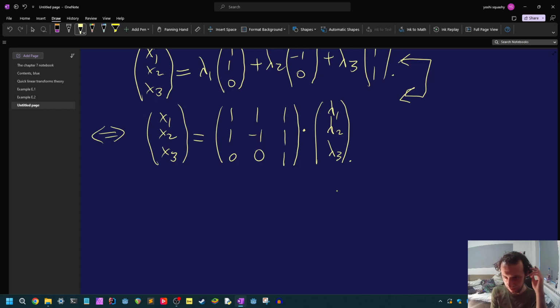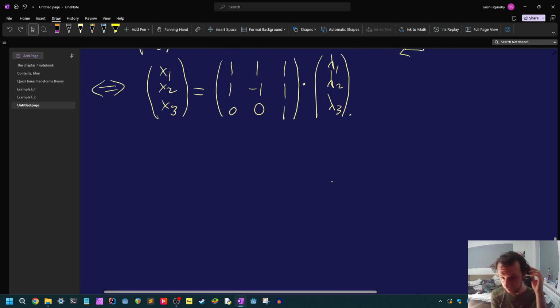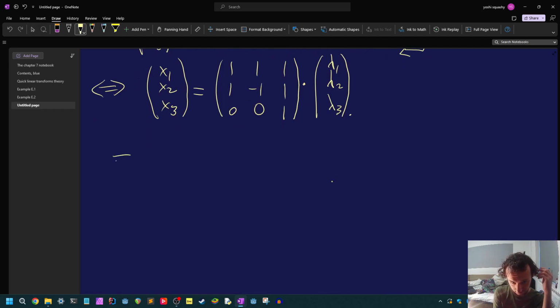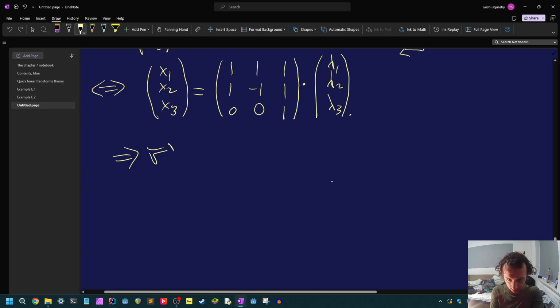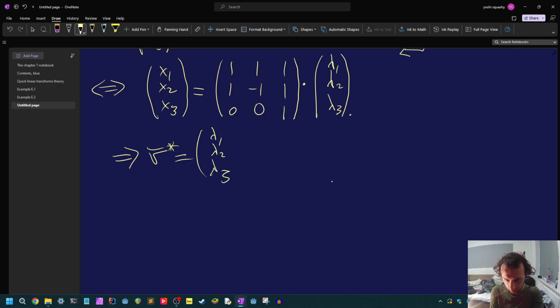Right, but this matrix does have an inverse. I already calculated the inverse, so just trust me. You can calculate a determinant of this if you want, but in the interest of time, I'm not going to. It has an inverse. I'm just going to write down that inverse. So we have, we'll call it v scuffed, equals lambda 1, lambda 2, lambda 3, equals the inverse of this. I'm just going to write it down, you can check it of course.